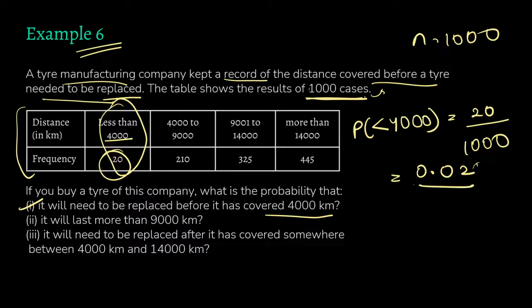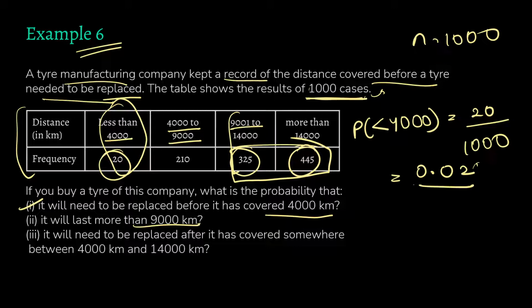Let us move on to our second part, that it will last more than 9,000 kilometers. To last more than 9,000 kilometers, that means more than 9,000 kilometers, right? So that means not this, because it is just 4,000 to 9,000, not greater than 9,000. So we'll have this one because it is greater than 9,000. So we have 325 tires, and also these are greater than 9,000, right? So we have these two frequencies for the tire which can travel greater than 9,000.